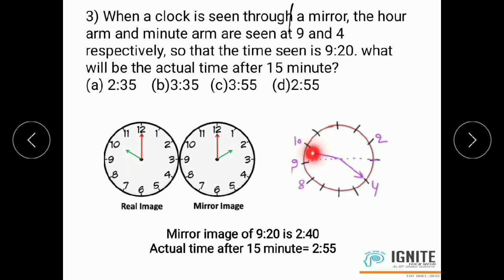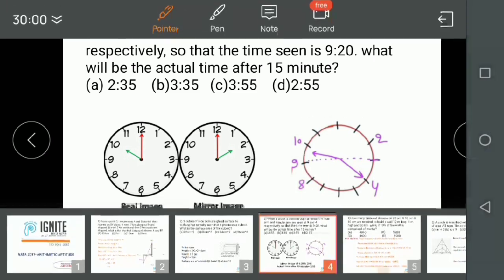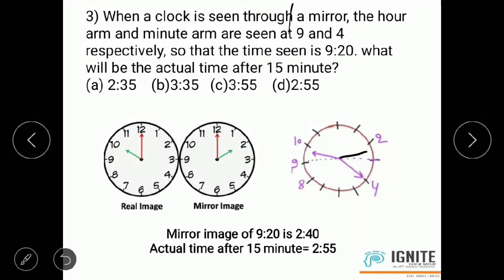For 9:20, the hour hand is between 9 and 10. Therefore, in the mirror image, the hour hand is between 2 and 3. Here the minute hand is at 4. Therefore, in the mirror image, it is at 8. That means the hour hand and this is the minute hand. Therefore, the mirror image of 9:20 is 2:40.